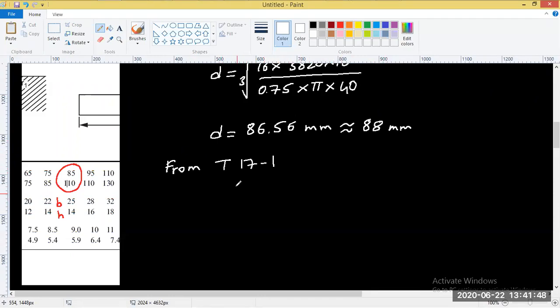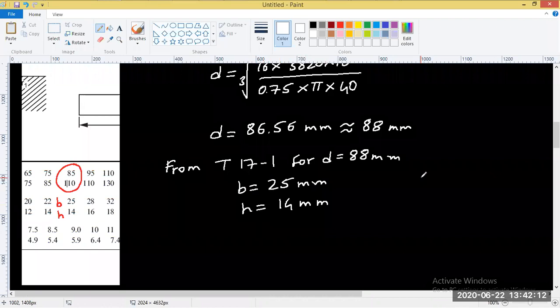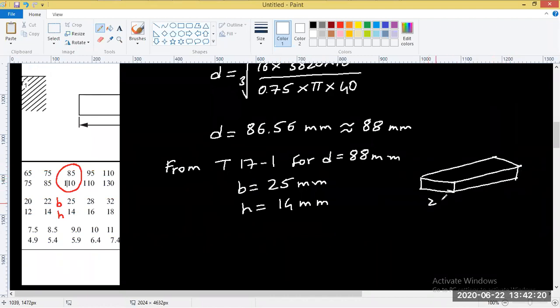From table 17.1, and for this diameter equal to 88 mm, which falls between this range in our table. So what we'll do is we'll take B as 25 mm and H as 14 mm. It's a rectangular sunk key. Okay, so if you draw a 3D diagram, this will how much it comes. So this dimension being 25 and this is 14. So only thing we need to find now is the length.